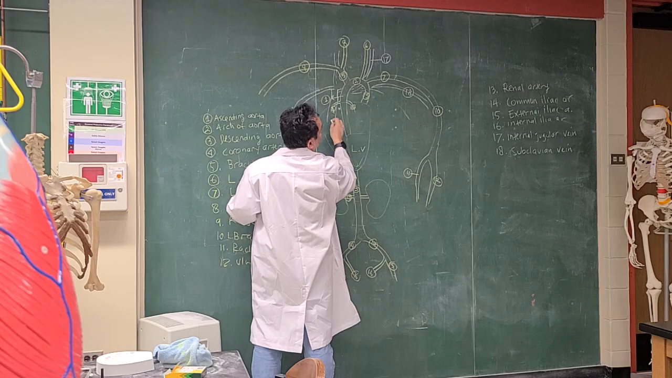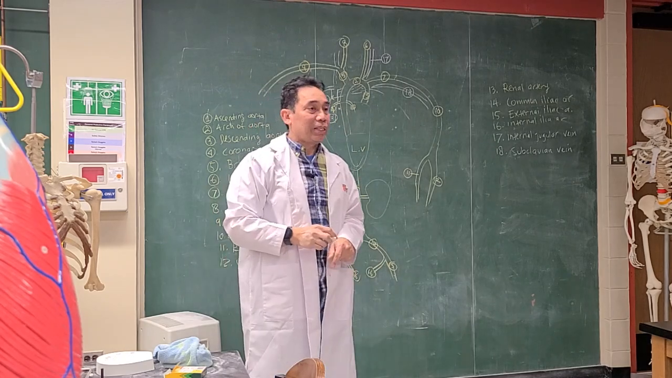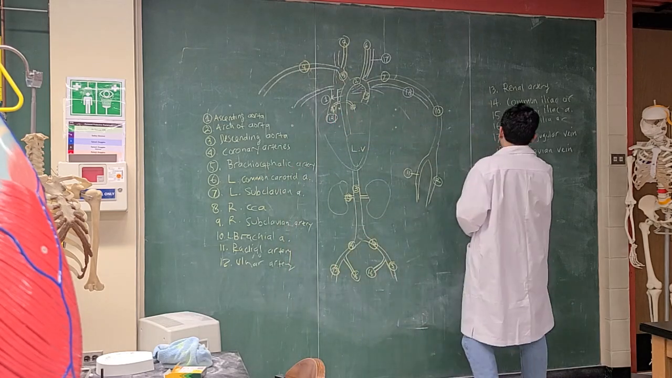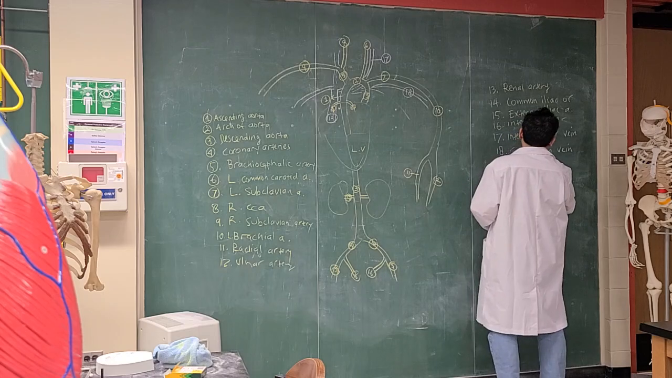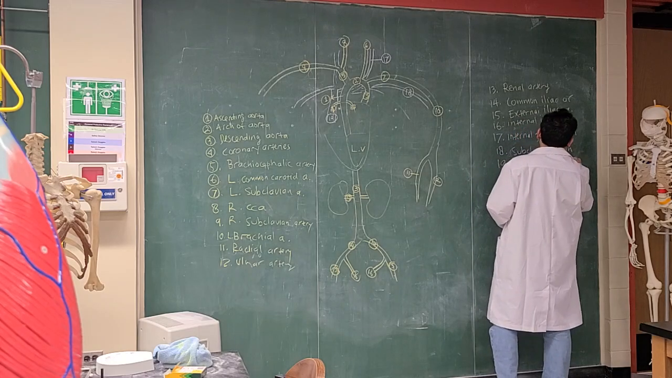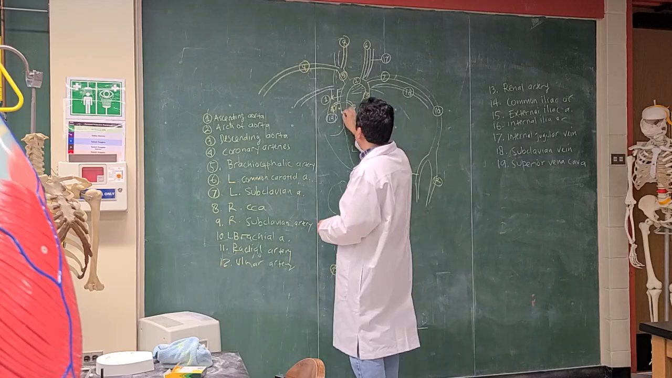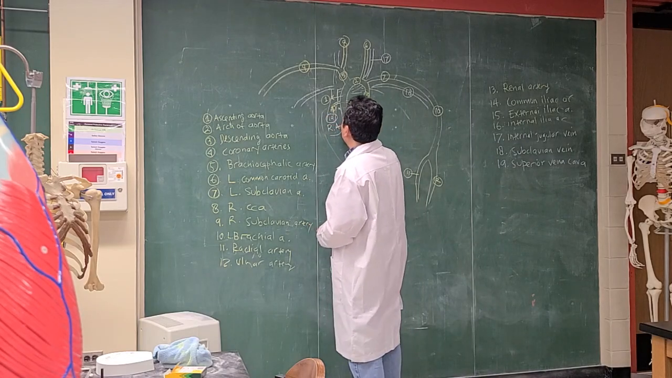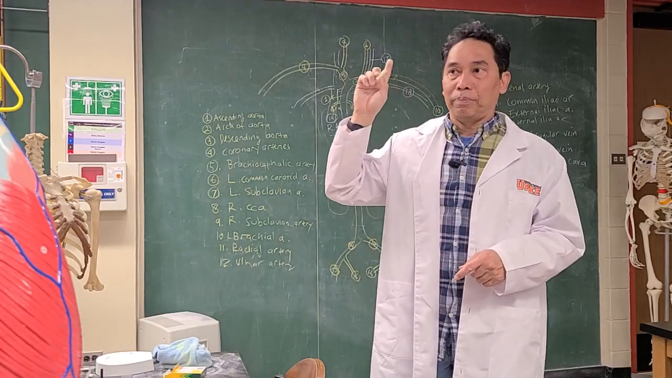I'm going to put number 19. The biggest vein from the top is called the superior vena cava. And then it will enter into this right atrium. Okay, that's from the top.